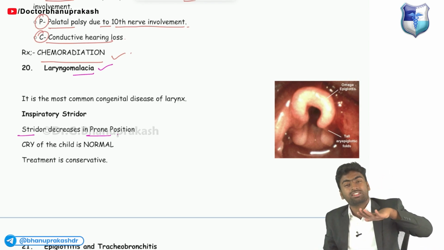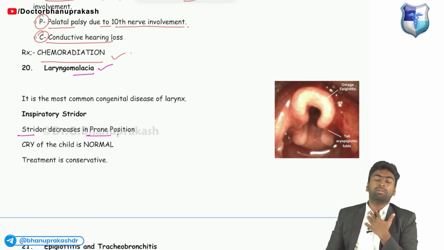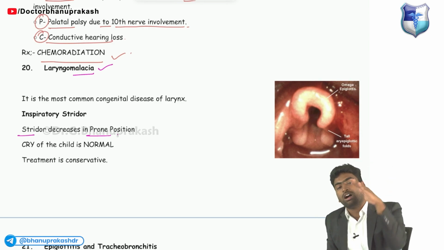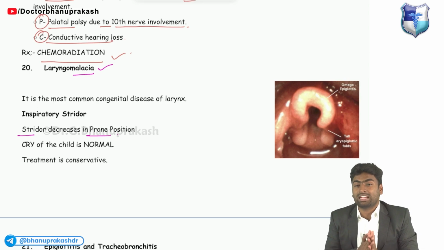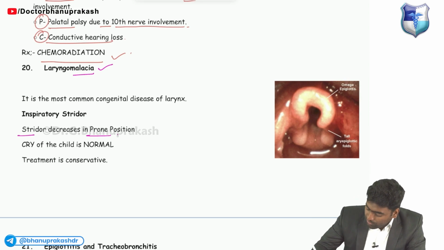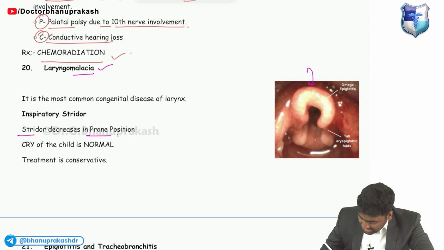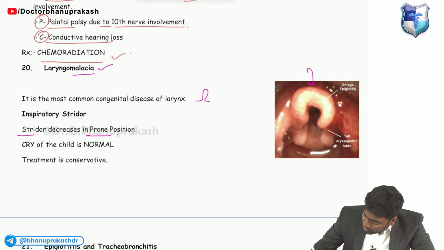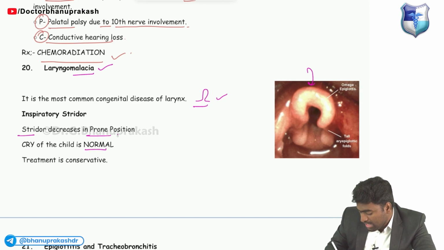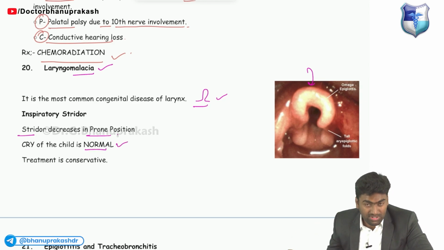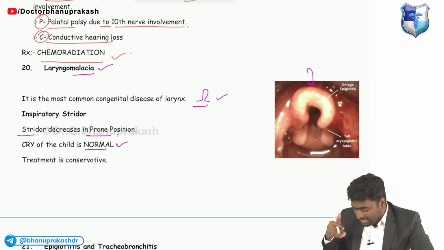In the supine position, the baby will have the stridor, whereas if you make them lie in the prone position, the stridor will decrease. We know it is mostly asymptomatic in nature, and here you will be able to see this type of omega-shaped epiglottis. The cry will be normal, unlike laryngeal herpes, where there will be an abnormal cry.